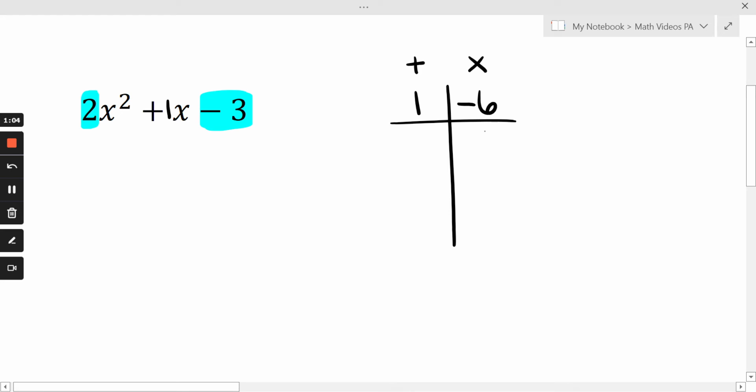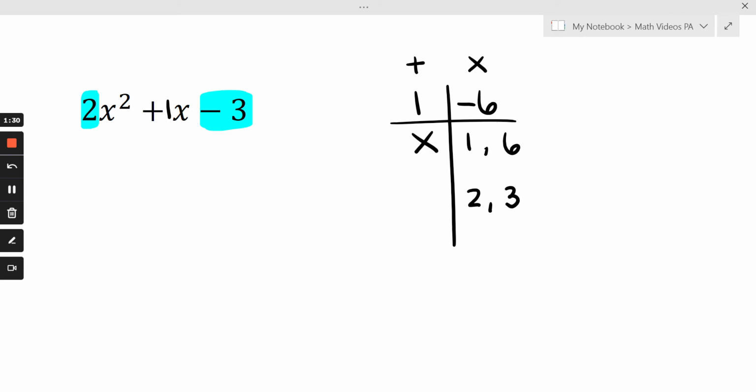So I'm going to start with my 6, again ignoring the fact that there's a negative there, and find out what is going to multiply to get me that 6. So I have 1 and 6, and 2 and 3. Now I can take into account the fact that there is a negative there, so one of my numbers is going to have to be negative. To deal with my 1 and 6 first, there is no possible combination of adding or subtracting with the negative to get me a 1. But with 2 and 3, there is.